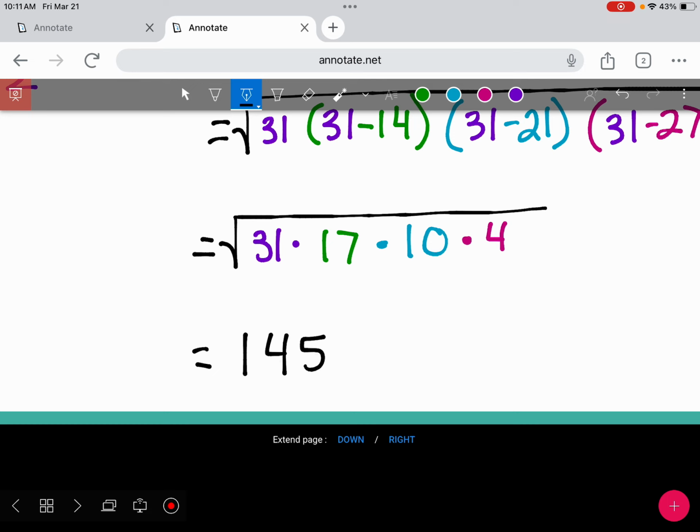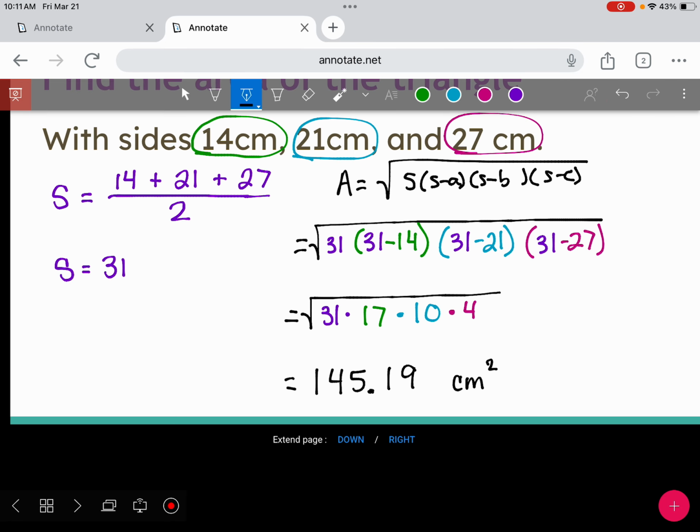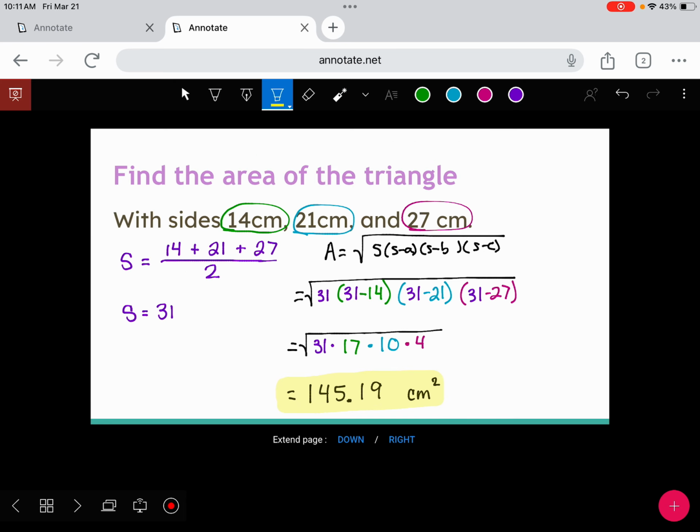145.19. What unit? Centimeters squared. Okay. So the S part is weird, but other than that, the calculation is not super complicated. Questions on this one? Let's do another one very much like it.